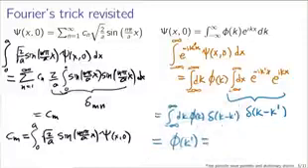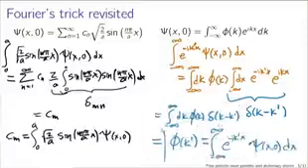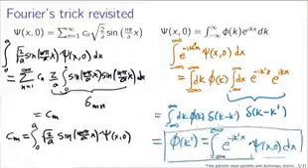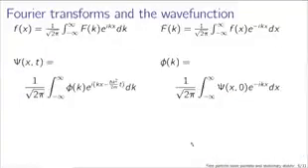Phi of k prime is equal to the integral from minus infinity to infinity of e to the minus i k prime x psi of x, 0, integral dx. This completely determines phi of k. This is the real genius behind what's called Fourier analysis. What we were talking about in the case of the particle in a box was really Fourier series, and now we're talking about Fourier analysis.